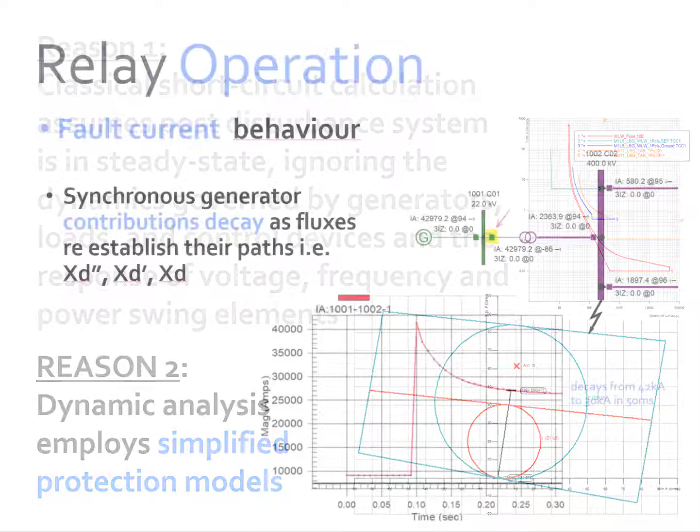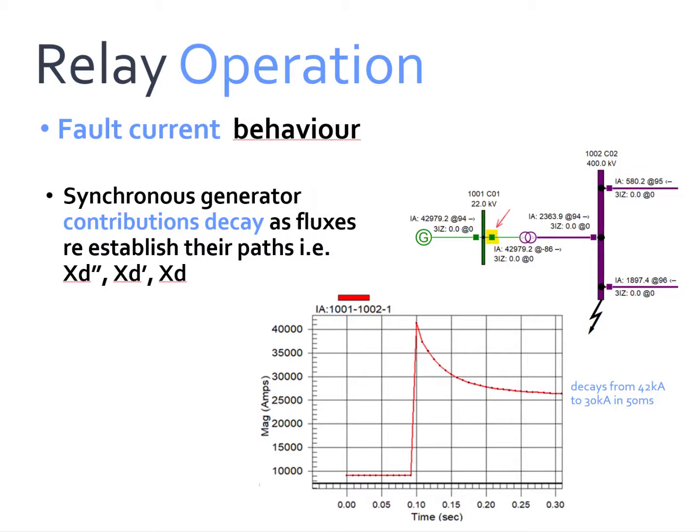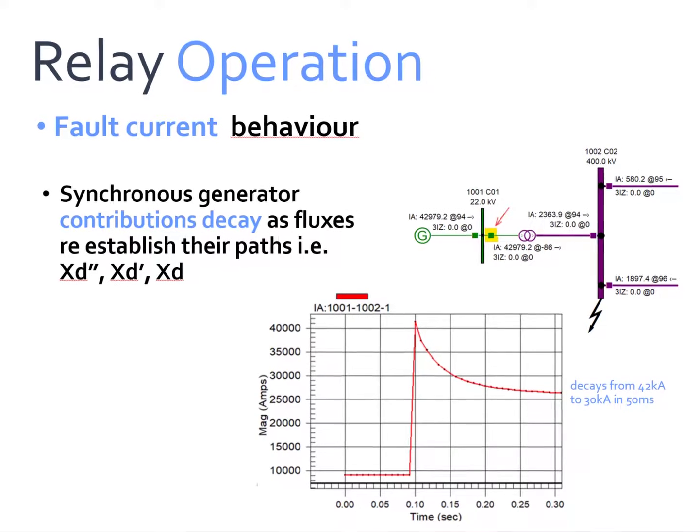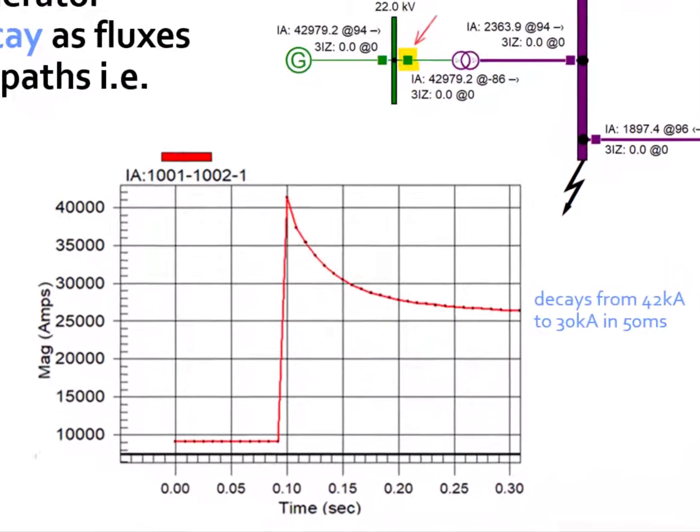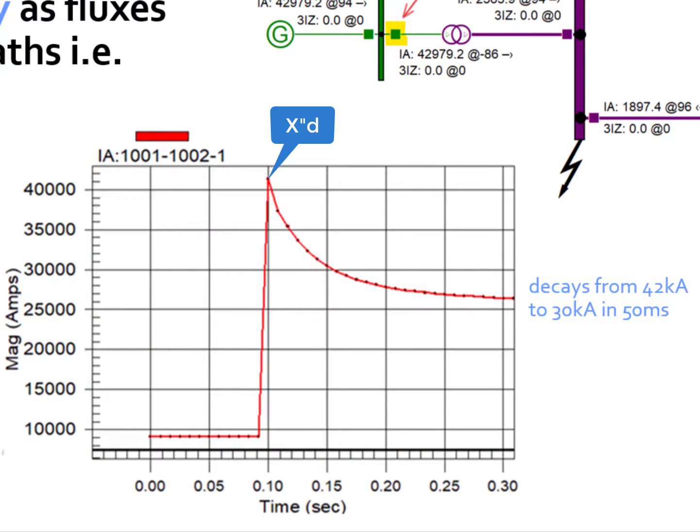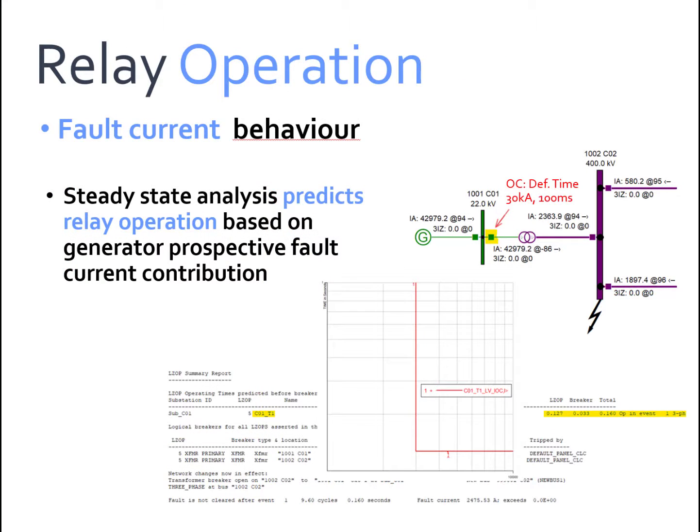An obvious problem with using the operating times derived from steady-state assessments is that the prospective fault levels often used in these assessments may not persist. Synchronous generator contributions decay as fluxes re-establish their paths, and the machine reactance transitions from the subtransient to the transient and back to the synchronous values. In this example, the steady-state analysis assumes the prospective fault level persists, and it predicts a relay operation.